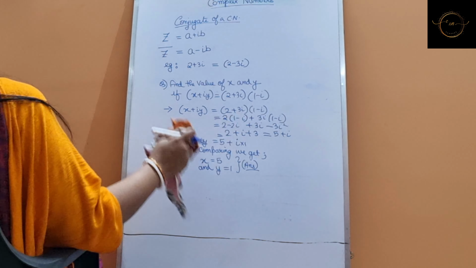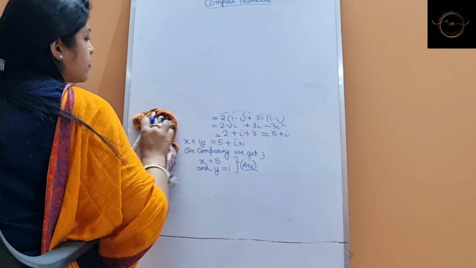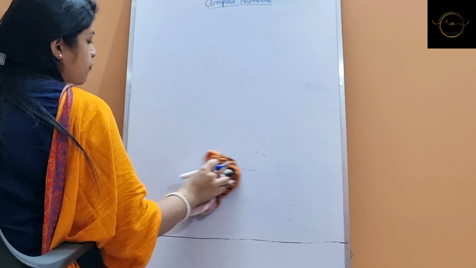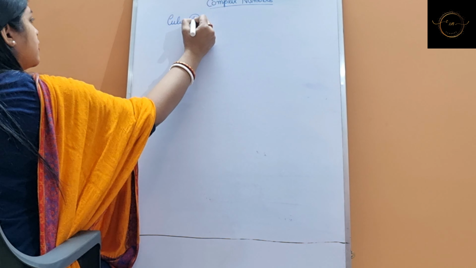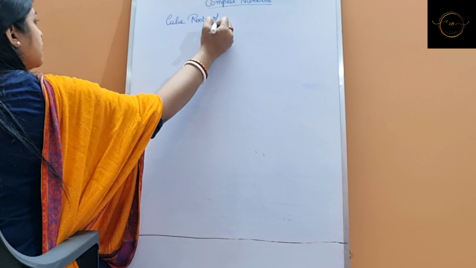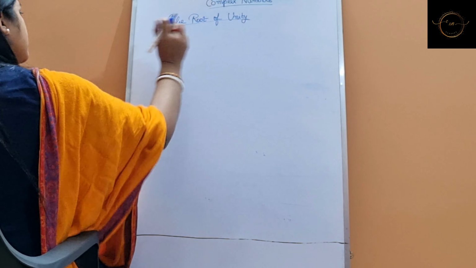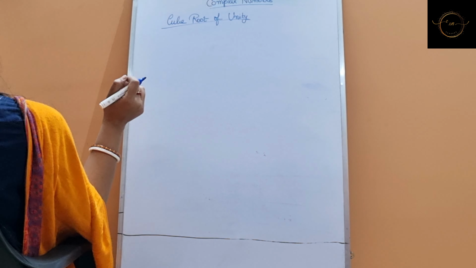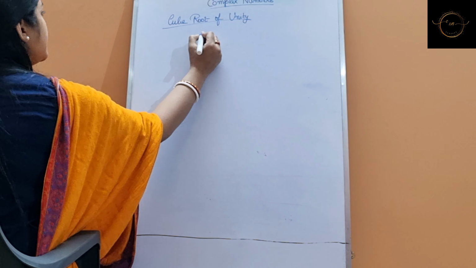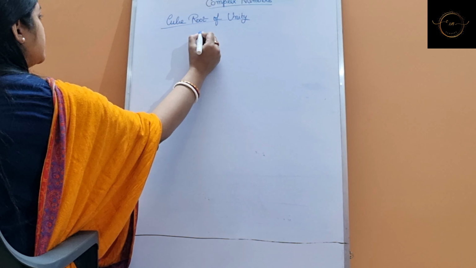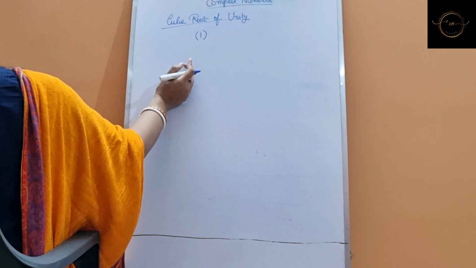Coming to the next part of complex numbers, that is the cube root of unity. Now, what is the concept of the cube root of unity? From the name itself, you can understand: unity means 1. You will find the cube root of unity.